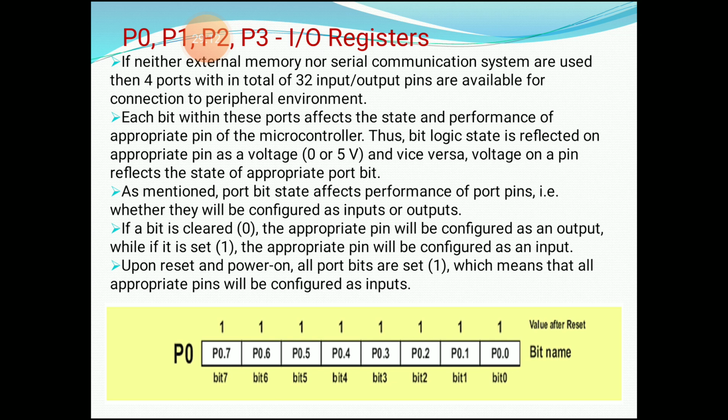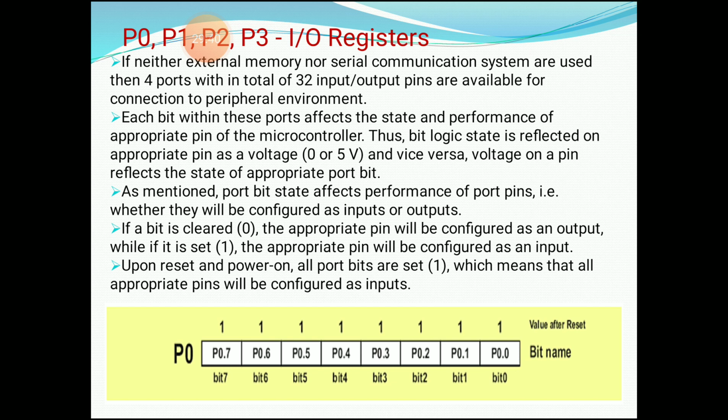There are 4 registers for ports: P0, P1, P2, P3. These registers are called IO registers. If neither external memory nor serial communication system are used, then 4 ports within the total of 32 IO pins are available for connection to peripheral environment. Each bit within these ports affects the state and performance of the appropriate pin of the microcontroller.